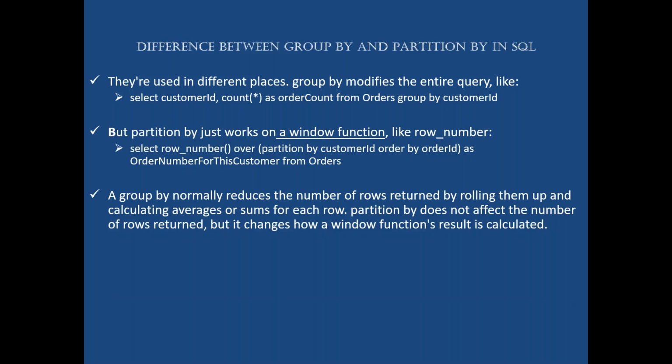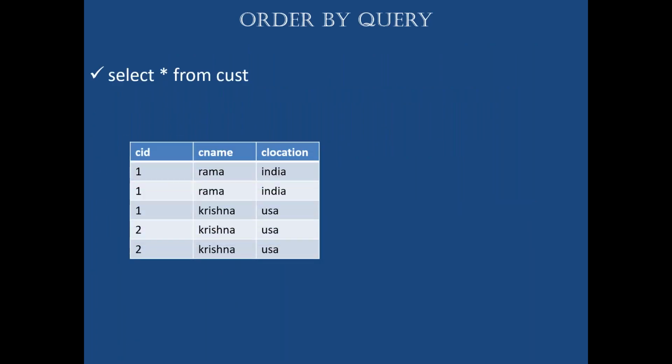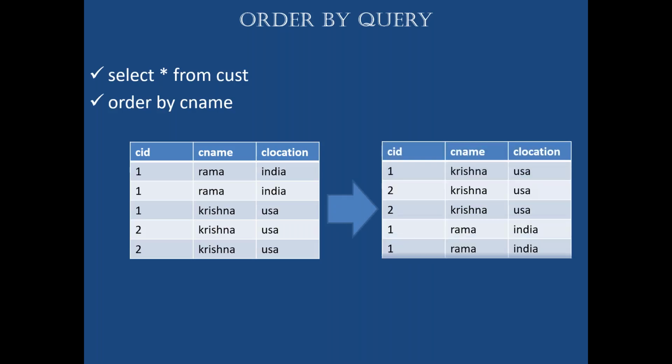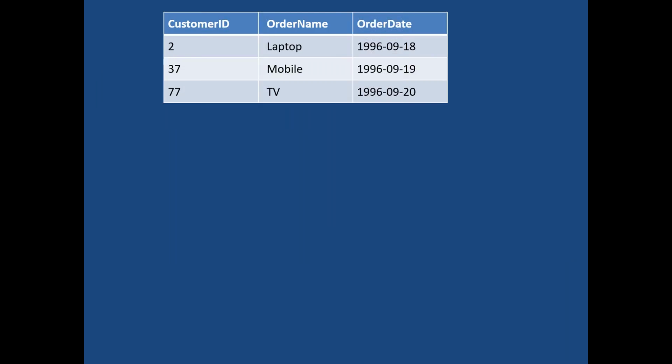Group by normally reduces the number of rows returned by rolling them up and calculating averages or sums for each group. Partition by does not affect the number of rows returned because it returns all the rows and all the columns. Order by C name means it will give you first Krishna, then Rama, because K comes first, then R, right? That's why the Krishna records come first, then Rama. Order by C name orders the data.